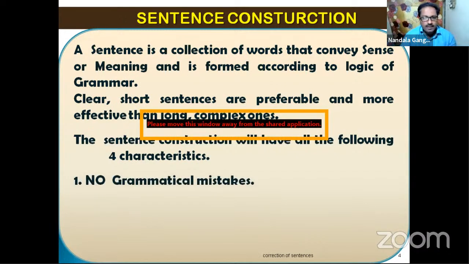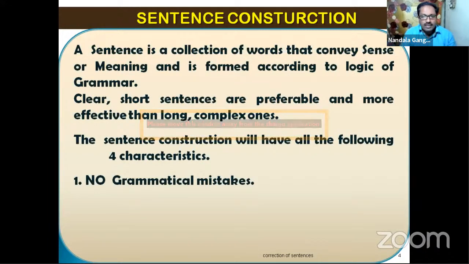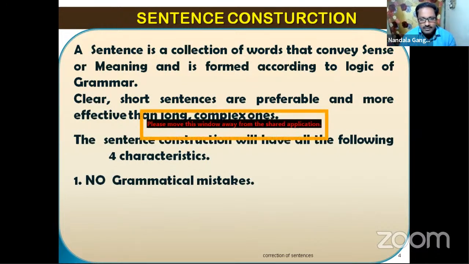First one is no grammatical mistakes. In construction, we should not make any mistakes in grammar. What are the grammatical errors? In preparing the sentence, we should remember pronoun disagreement, mistakes in apostrophe usage, lack of subject-verb agreement, and misplaced modifiers. The modifiers, which are adverbs and adjectives, should be used in a proper manner, and avoid sentence fragments.